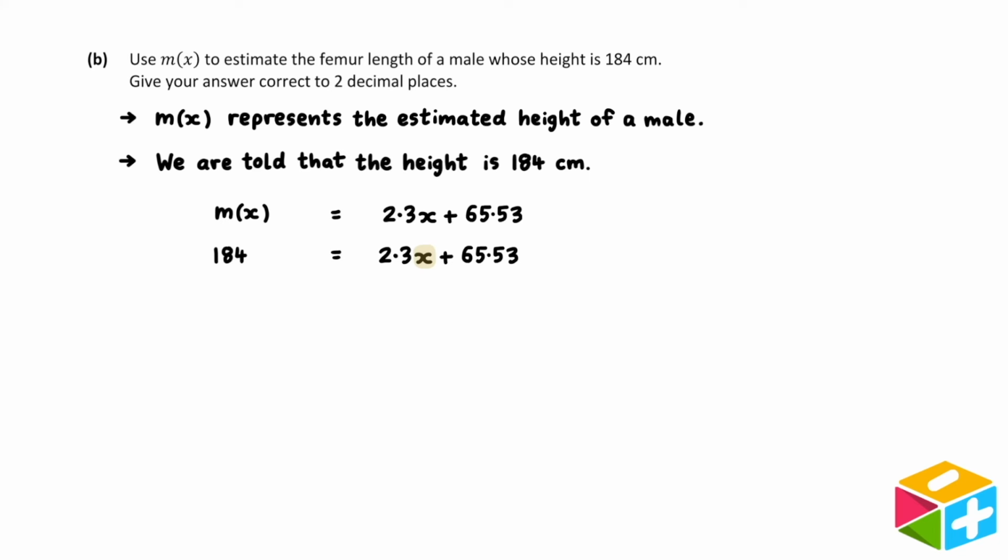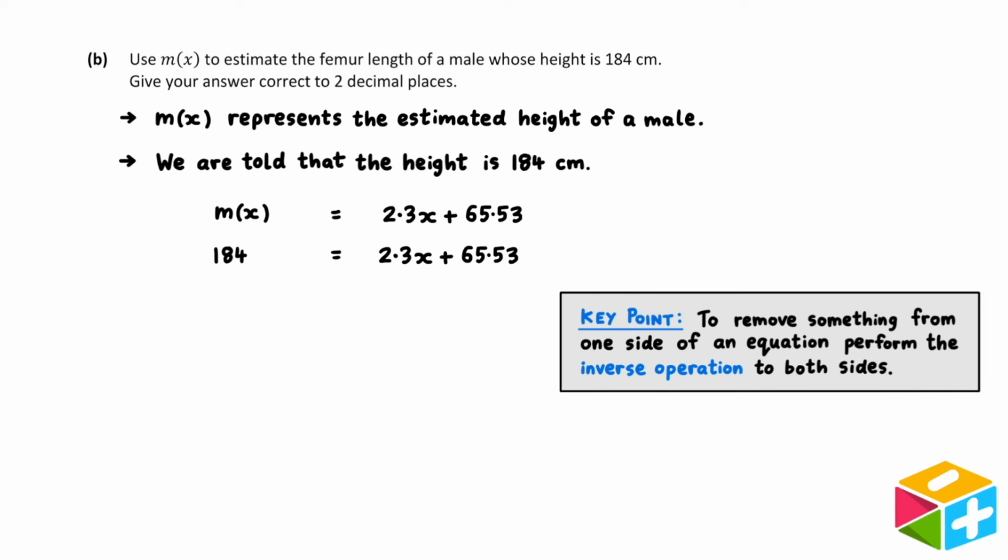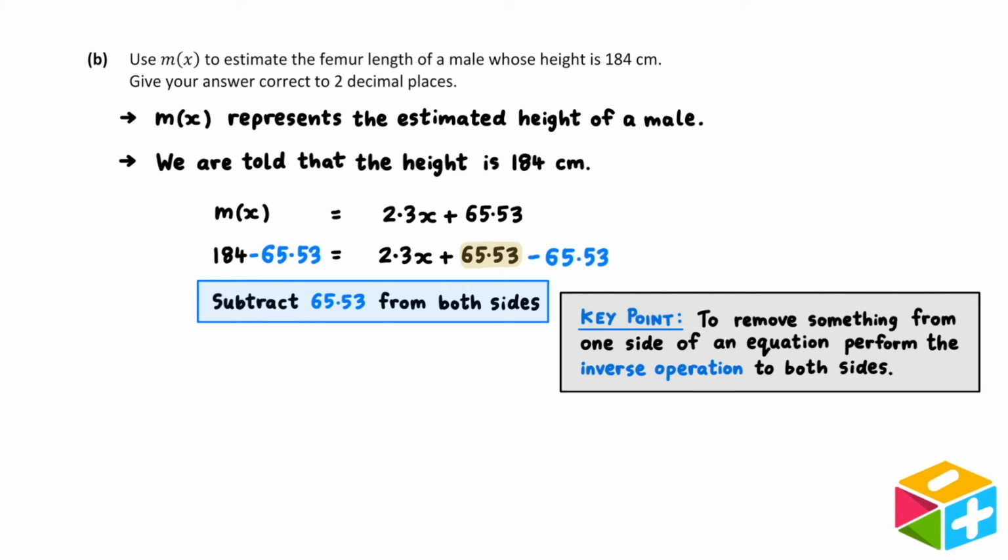From here, it's a matter of solving for x. To do this, we need to isolate the x all by itself on one side of the equation. The key point to remember here is that to remove something from one side of the equation, we should perform the inverse operation to both sides. Let's start by removing the 65.53. This represents addition, and the inverse of addition is subtraction. So to remove this, we'll need to subtract 65.53 from both sides.